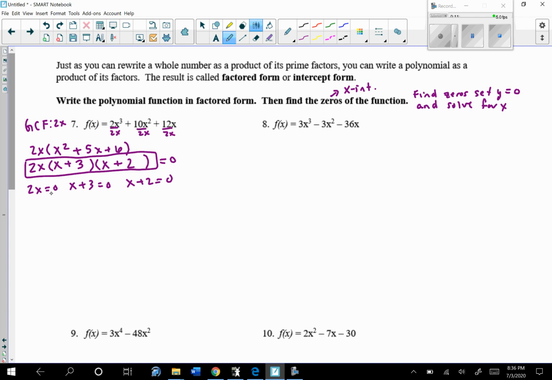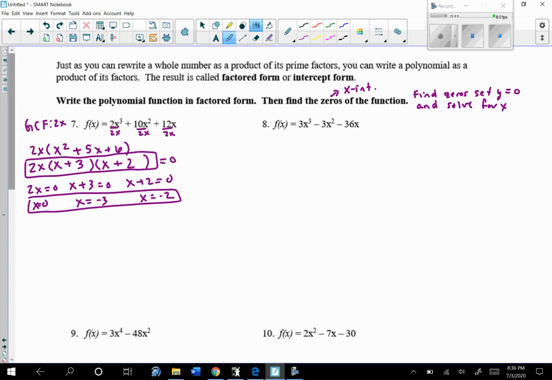So here, divide by 2. 0 divided by 2 is 0. Here, subtract the 3. And here, subtract 2. So these are my solutions to my equation.